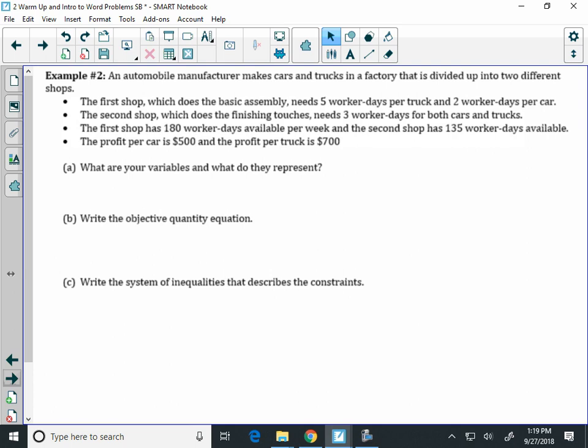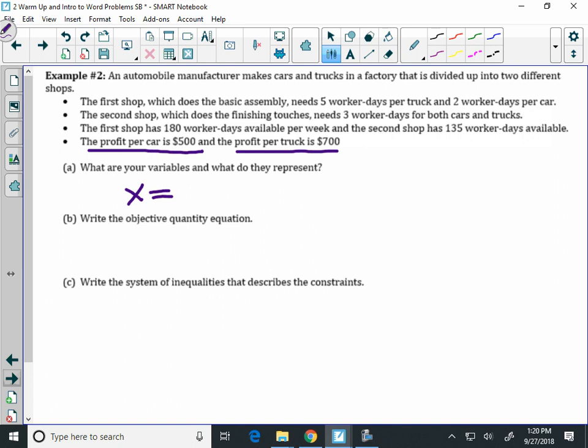But we always look for the money first. Go to profit here. The last bullet point says the profit per car is $500 and the profit per truck is $700. That profit equation helps us figure out what our variables have to be. It tells us what 2 things I need to add up to get my profit. So what do you think my x should be? And what do you think the y should be? Cars. All right, we'll make x cars and we'll make y trucks.